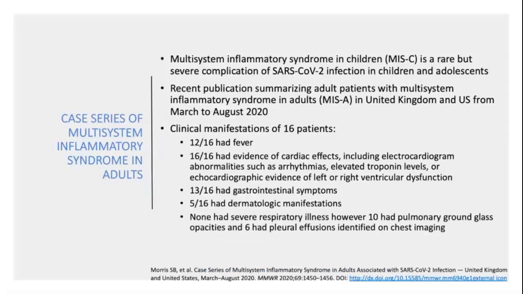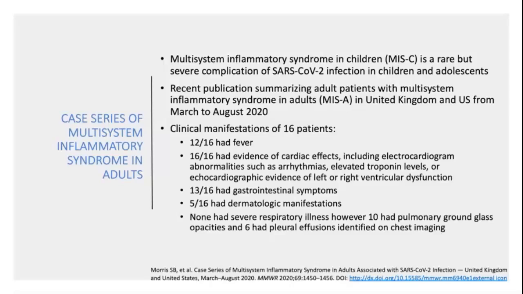Finally, for our updates, we'll return to another topic we've discussed many times on this webinar, which is multisystem inflammatory syndrome in children, a complication that occurs subsequent to infection with SARS-CoV-2 in children and adolescents. It often occurs a couple of weeks after the infection has resolved. We're of course still learning much about this condition, but this publication actually reviews a similar syndrome, but occurring in adults.